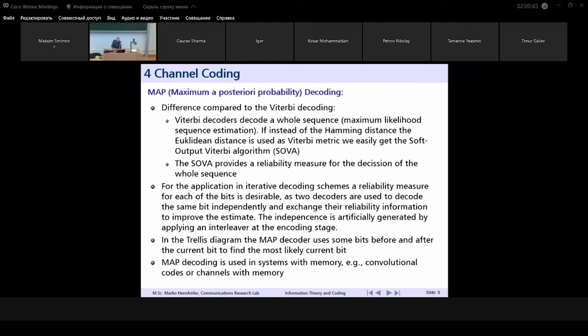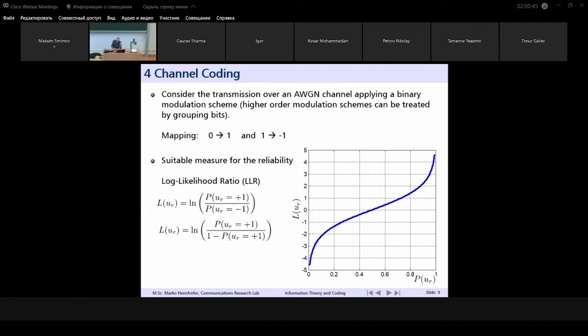Actually get an idea how this is. Again, the log likelihood ratio. So here I introduced this. We already spoke about log likelihood ratios in the context of the LDPC code. So this is not new for you. Using again this ratio of probabilities, the ln of the log likelihood ratio.